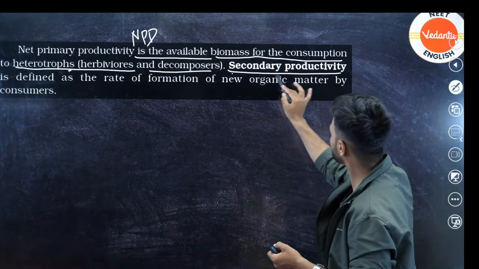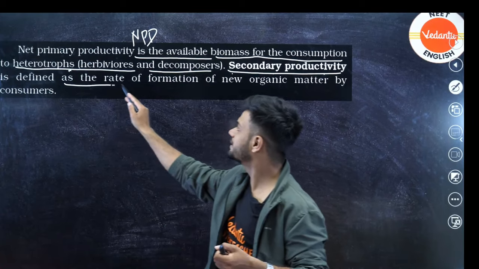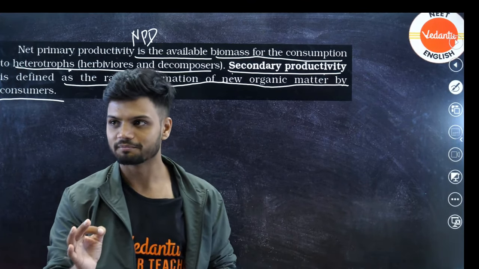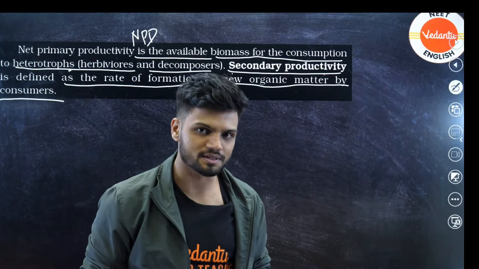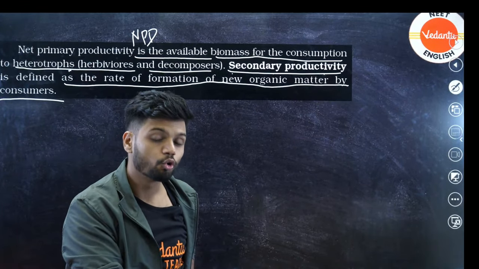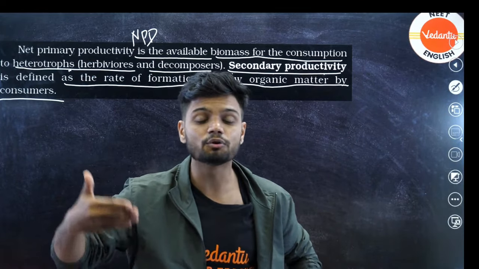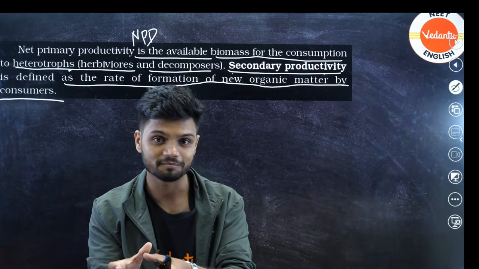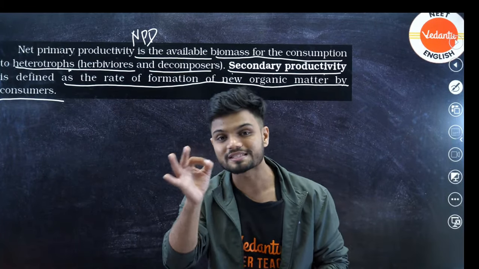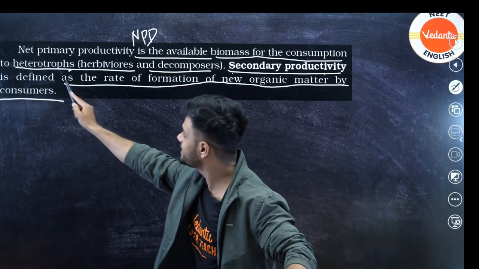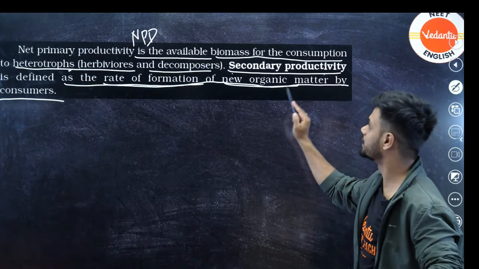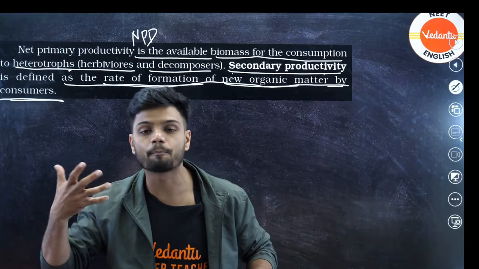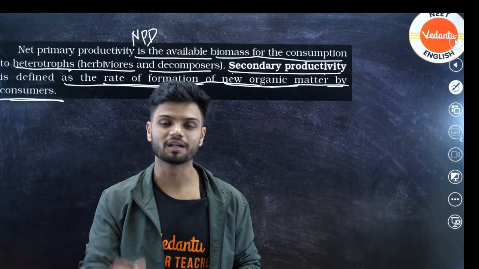Secondary productivity is defined as the rate of formation of new organic matter by the consumers. So if I am giving Akash 50,000 rupees, will he keep the 50,000 in his pocket and travel around? No. What will Akash do? Akash will spend the money and give it to someone else. For example, Akash is giving money to Preeti. Yes, that is your secondary productivity, defined as the rate of formation of new organic matter by the consumer. So the consumer is also making some product.